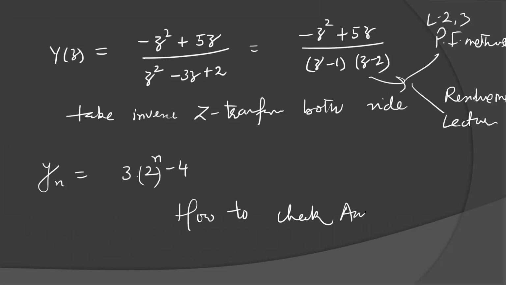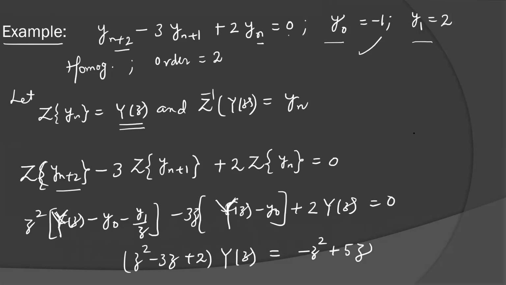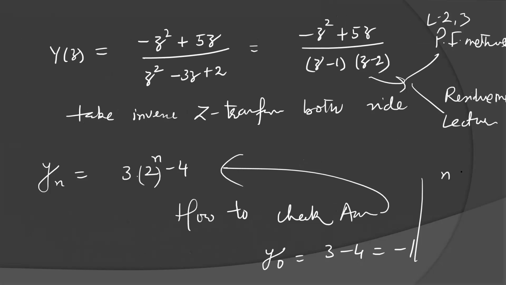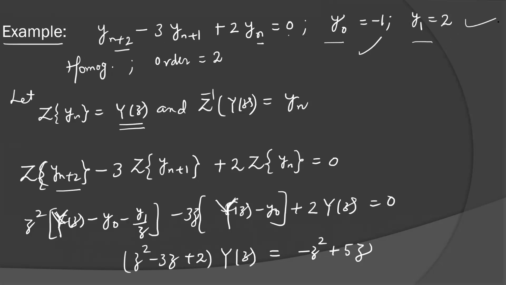How to check the answer? Put the value n equal to 0. So you will get y0 equal to 3 minus 4 minus 1. You can see that y0 is giving you minus 1. If you put n equal to 1 in the solution, you will get y1 equal to 3 into 2 minus 4, 6 minus 4 equal to 2. You can see that y1 is 2. So our answer is correct.